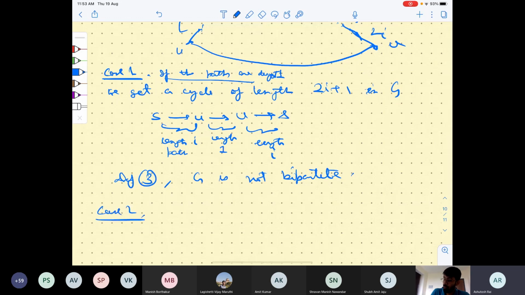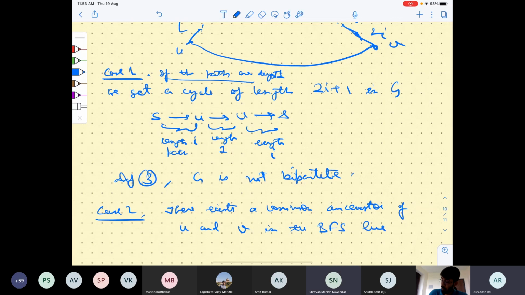And what is case 2? There exists a common ancestor of U and V in the BFS. So we can include case 1 and case 2 as well. Yeah, I mean, common ancestor can be S itself. For the sake of simplicity, I initially did the case assuming that from S the paths were disjoint. Of course, these cases can be combined.